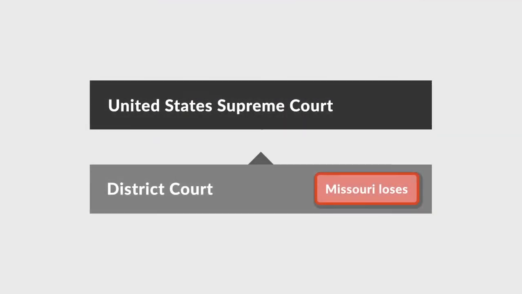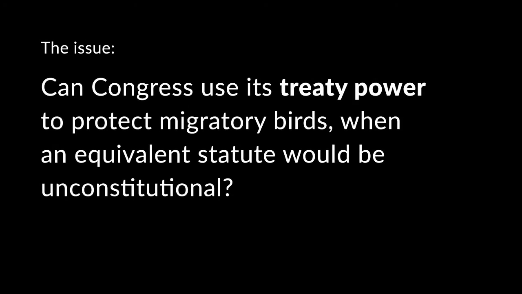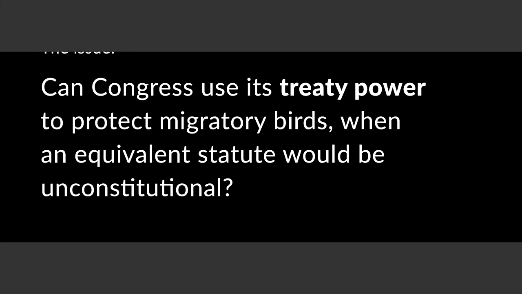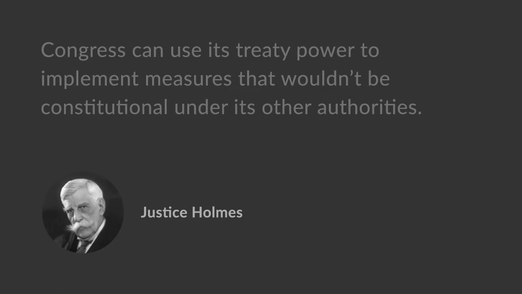On direct appeal to the United States Supreme Court, the issue was whether Congress can use its treaty power to protect migratory birds even when an equivalent statute wouldn't pass muster under the Commerce Clause. The court held that Congress can implement measures pursuant to a validly enacted treaty that it couldn't otherwise implement through its other constitutional authorities, such as the commerce power.